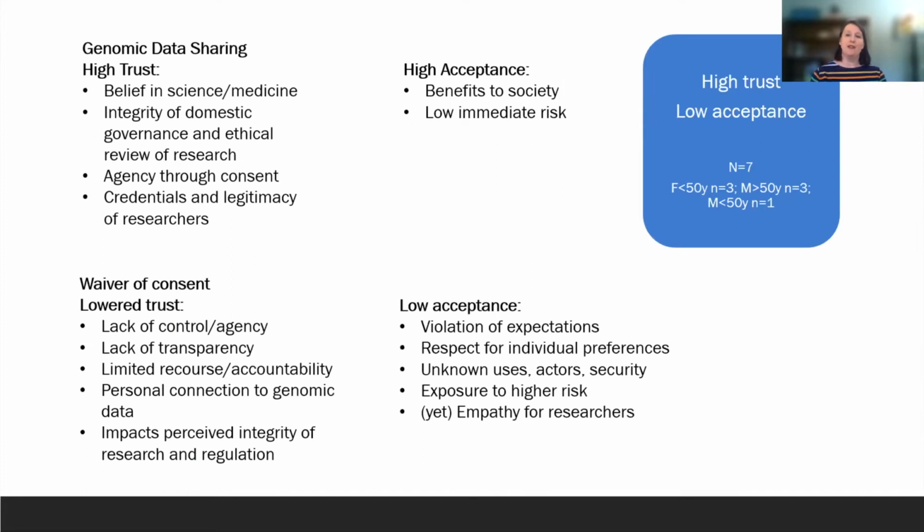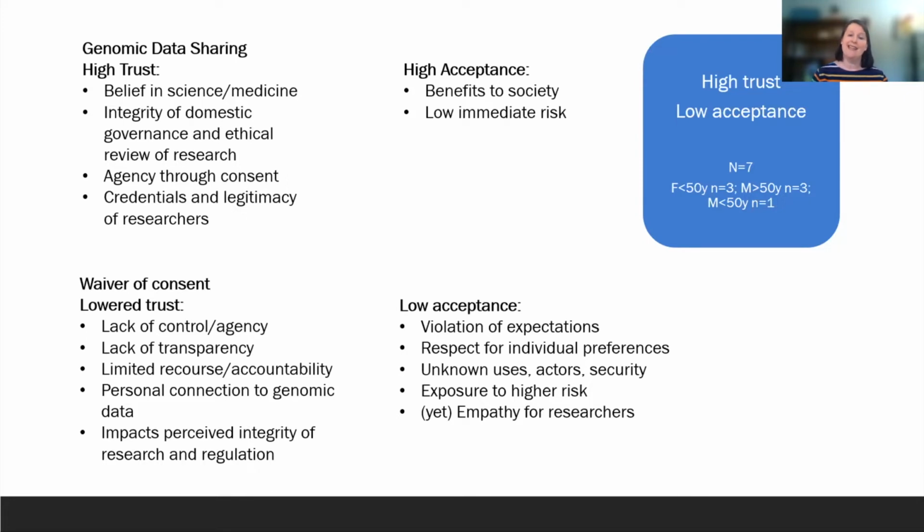Another final group, the group that had a high sense of trust in genomic data sharing, but a low sense of acceptance of a waiver of consent. At first glance, these participants had quite strong overlaps with the first group I spoke about, high trust and high acceptance, in that they had a strong belief in the importance and integrity of scientific and medical research, a strong sense of the integrity of the domestic governance and ethical review environment. But a crucial difference here was that a large sense of their trust in this environment was through their sense of agency in the process of choosing to share their data or not.